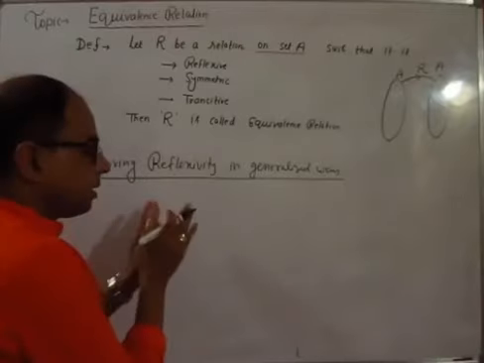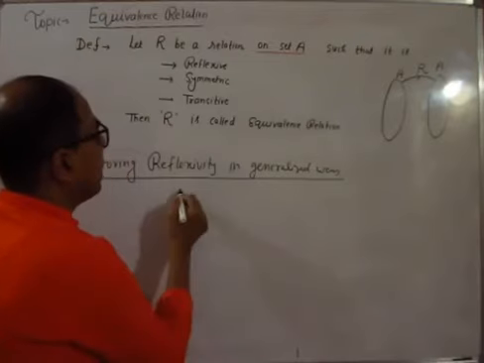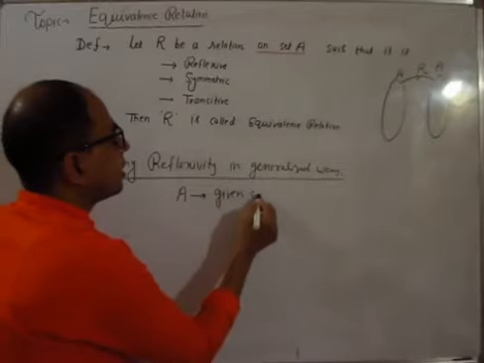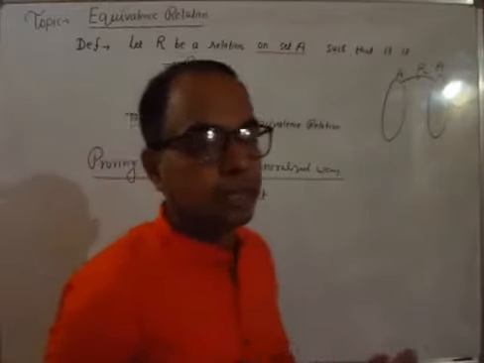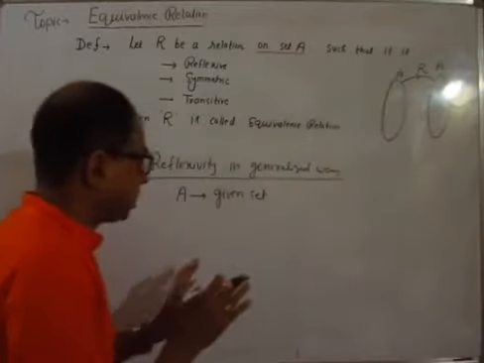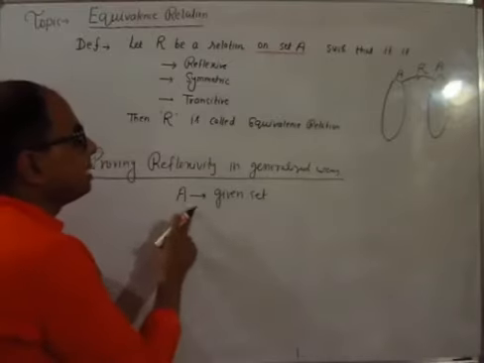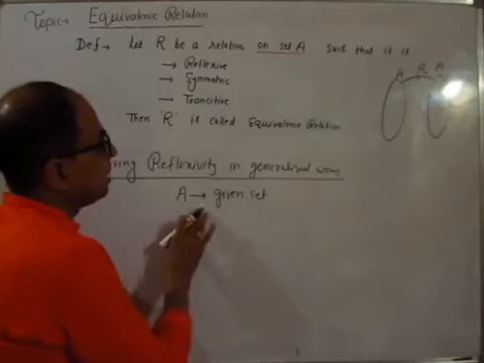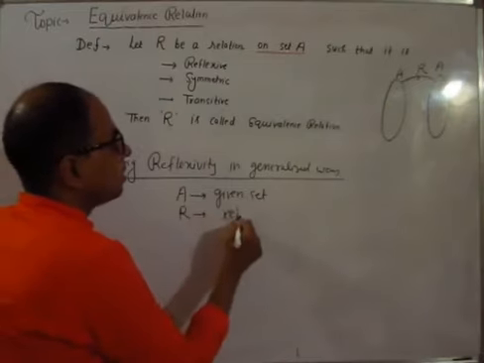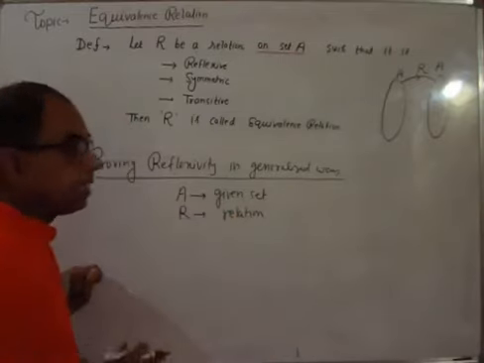See, for reflexivity, take any one element of the given set. Suppose A is the given set. Each relation will be given on some set; with a relation, definitely one set will be associated. So suppose A is the given set in the question, and R is the given relation. Now you have to prove that this relation is reflexive in a general way.